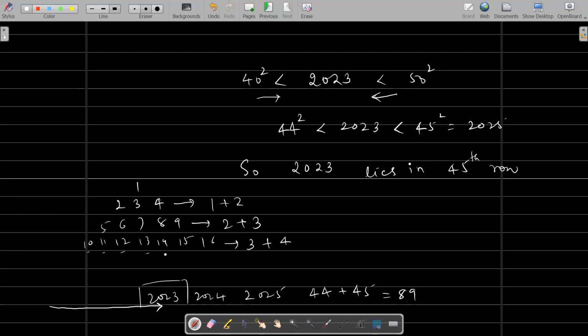Sir, can I tell another way? Yes. So why would you say that it's 44 plus 45? So can you repeat? So look at the pattern again. So just from the pattern, what is the difference between 4 and 1?